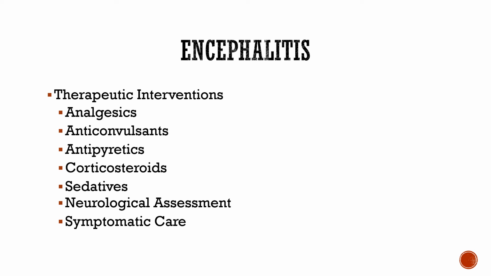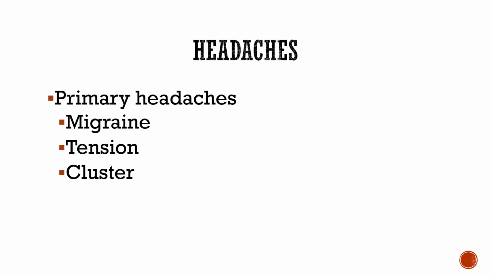They may have slowed speech, so we need to make sure that we provide them time to communicate. Lastly, we're going to talk about headaches. There are 3 primary types of headaches, which are your migraine, tension, and cluster.